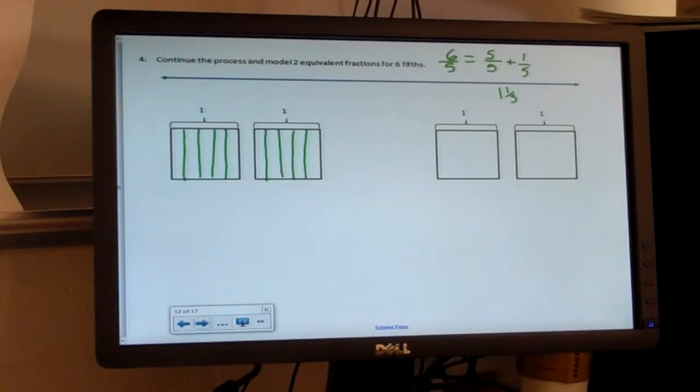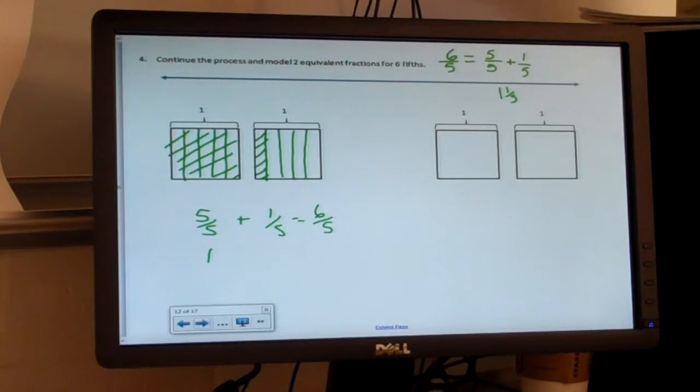Now, how are we going to represent 6/5? Quinn? You color the first one in, and then in the next one you color 1 in. Good. How many fifths are here if we shaded this entire box? 5/5, or 1 whole. Then we have how many more fifths, Quinn? 1. We have 1 more fifth, and that gives us 6/5.